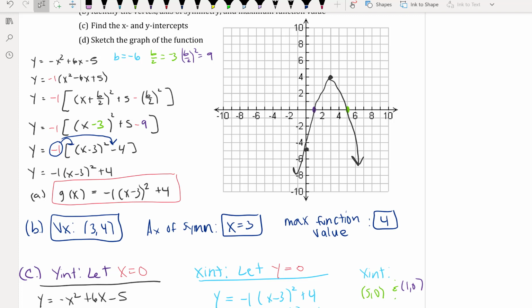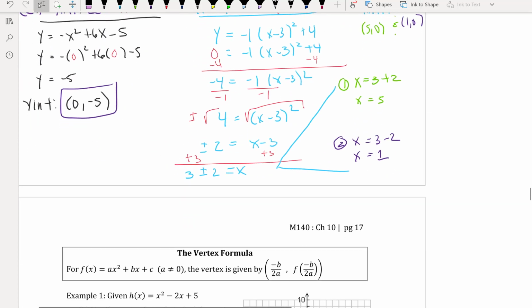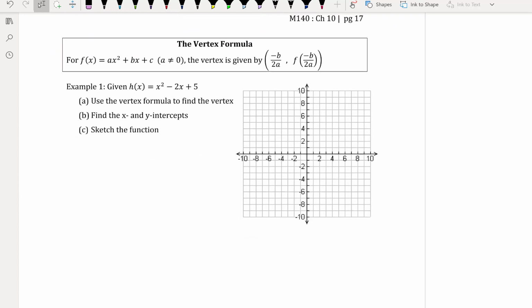So I plotted my vertex, I plotted my x-intercepts, and I plotted my y-intercept. And that is the sketch of the graph. Okay. Now for the next one, it says, hey, we have this vertex formula. So again, to get the x-coordinate of the vertex, we're going to use that -b over 2a. Then whatever value we get, we're going to plug that back in to get our y value of the vertex.